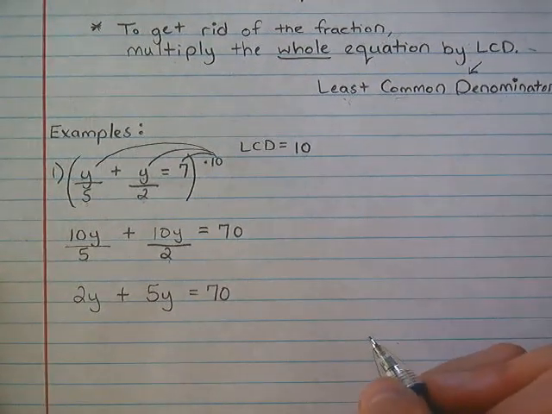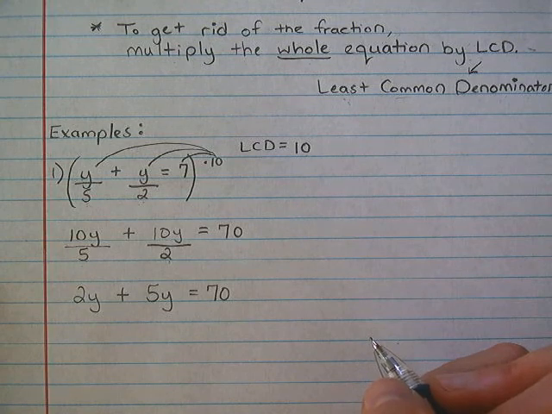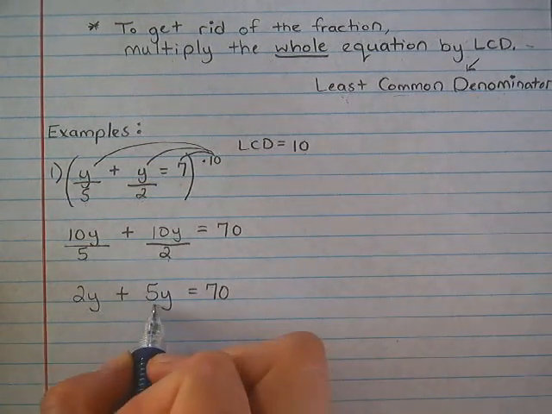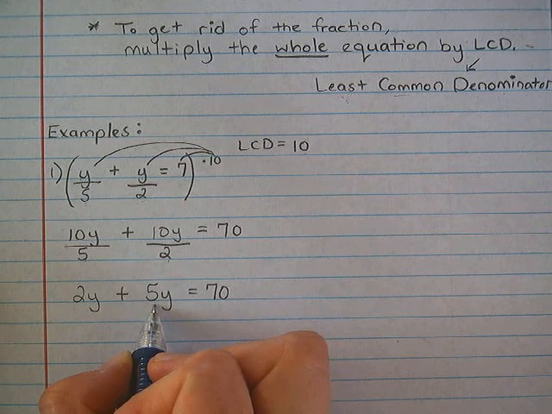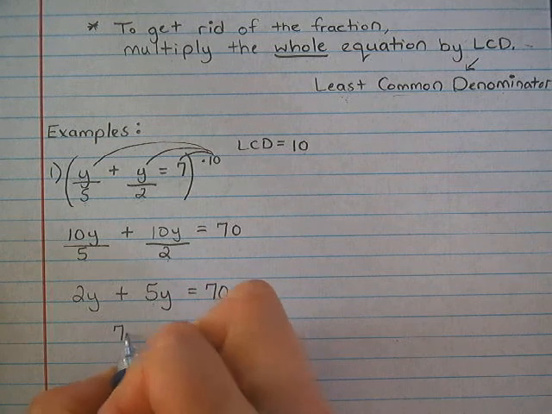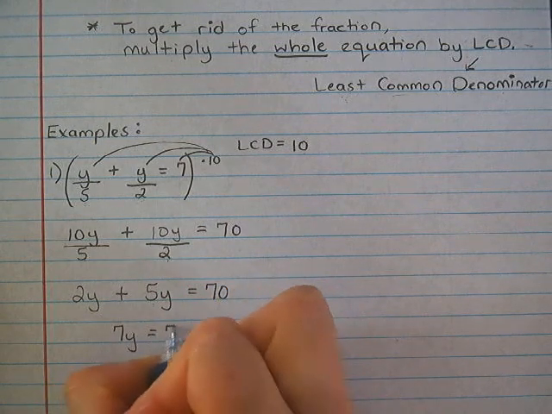Notice it has made this problem a whole lot easier than when we started. So from there, you just solve it like a normal equation. Notice these are both on the same side of the equation. So you just combine like terms. So 2y plus 5y is 7y. And then bring down my equal 70.